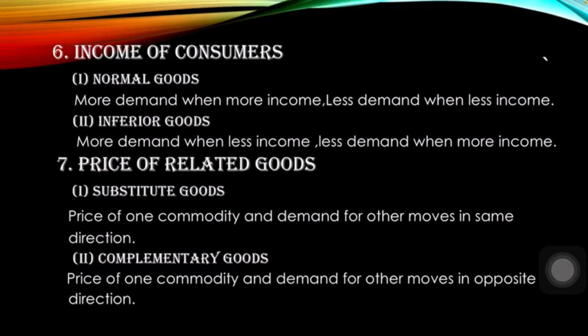Goods which are used together. For example, car and petrol, pen and ink. In case of complementary goods, there is a negative cross price effect. That is, the price of one commodity and the demand for the other move in opposite directions.